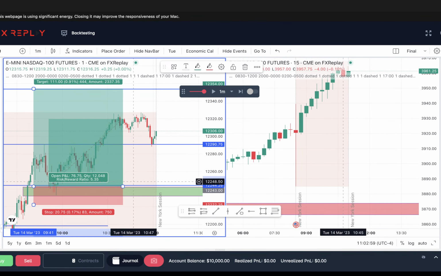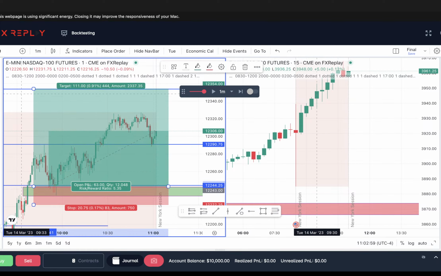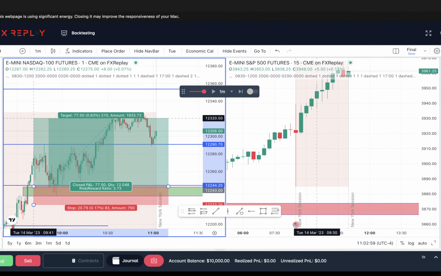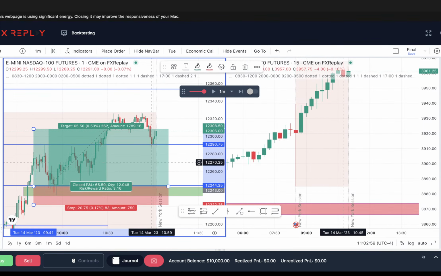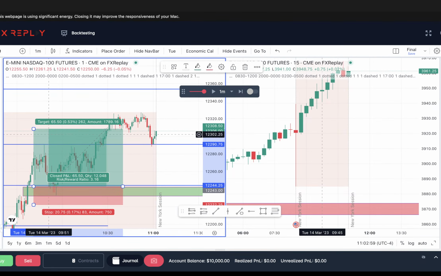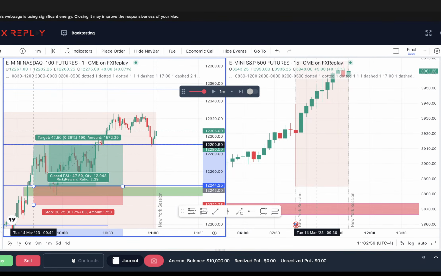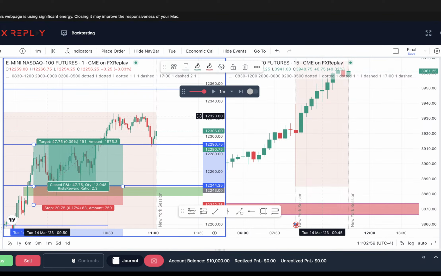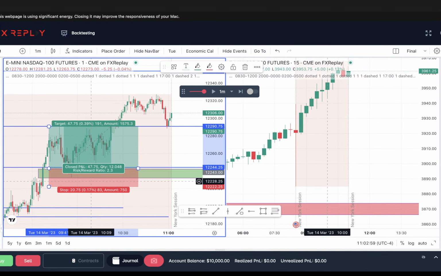Oof. I probably would have sold once we got here, which is still a 1 to 3. So even if you go here, which is a 1 to 2, yeah, you could just sold to the next liquidity. Waited for it to come back. Waited for it to come back into this fair value gap. What's happening?